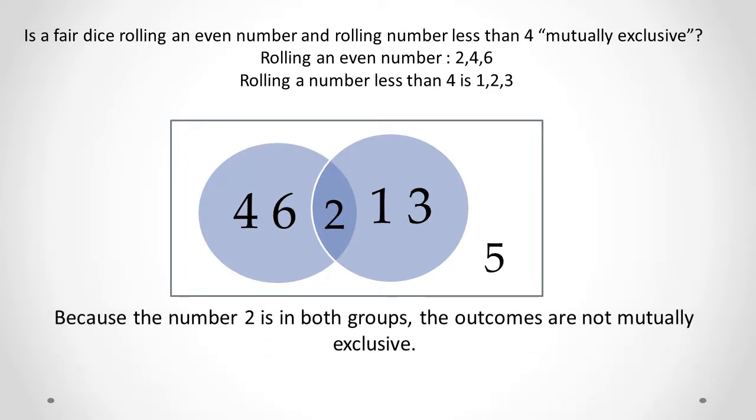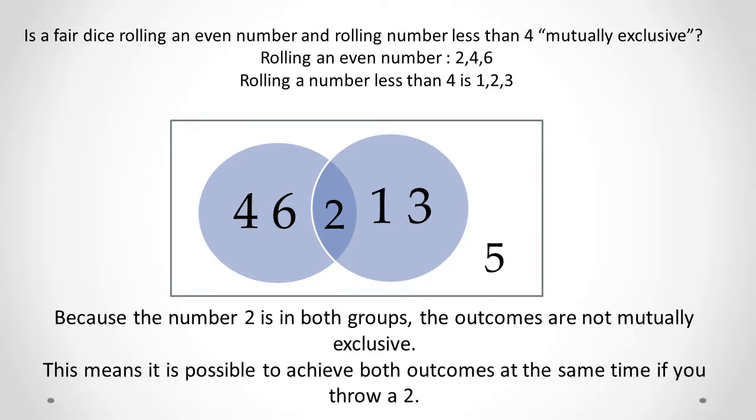Because the number 2 is in both groups, the outcomes are not mutually exclusive. They have 2 in common. This means that it is possible to achieve both outcomes at the same time if you throw a 2. 2 satisfies rolling an even number and rolling a number less than 4 at the same time.